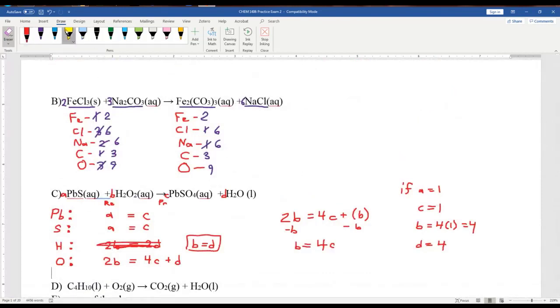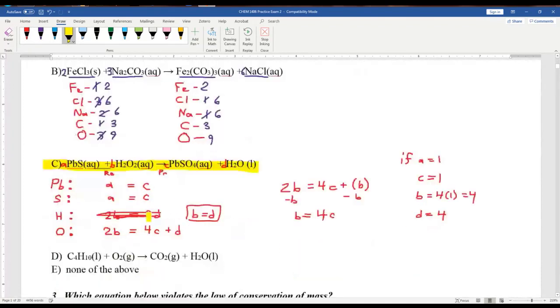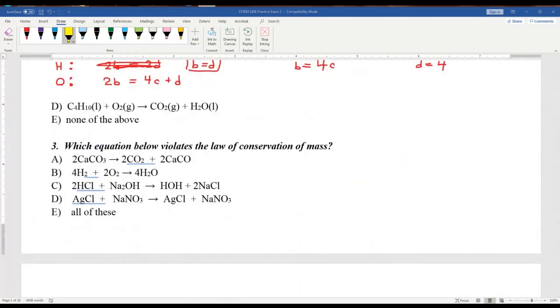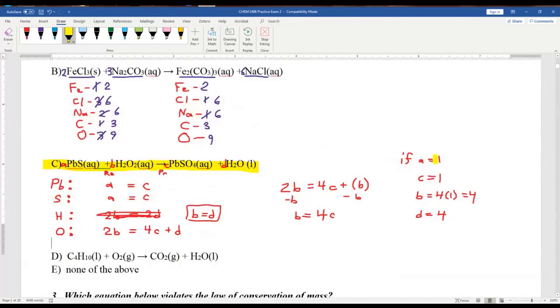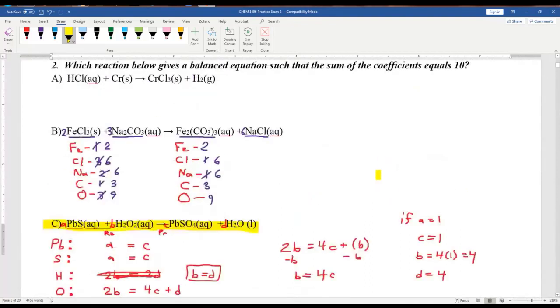Well, it looks like our answer definitely then is C, because these coefficients most certainly do add up to 10. Did everything we did just now balance to 10? Yeah, because the sum of the coefficients is equal to 10: 1, 1, 4, and 4. When we did it the other way, was it also 10? Yeah, it was a 1 in front of PbS, a 4 in front of H2O2, a 1 in front of PbSO4, and a 4 in front of water.